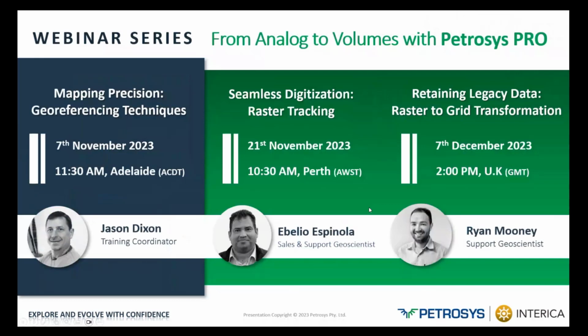So as I said earlier, this is the first in a series of webinars. Today we'll be looking at georeferencing techniques, how we can georeference an image. And then on the 21st of November, Abilio will run through seamless digitizing of raster information from the image that we digitized today. And then Ryan from the UK office on the 7th of December will have a look at converting the raster image into a grid. So keep an eye out for those, and please join us for those sessions as well.